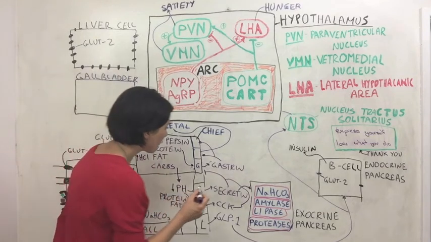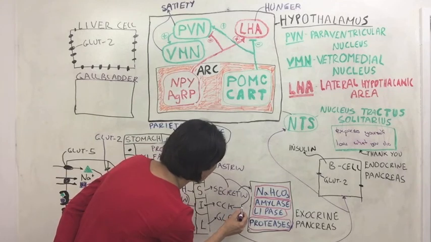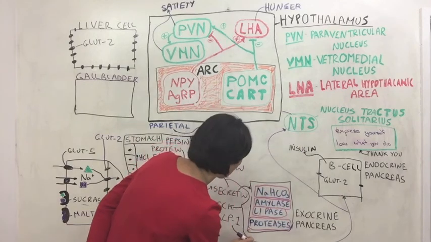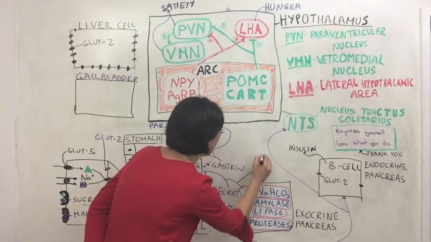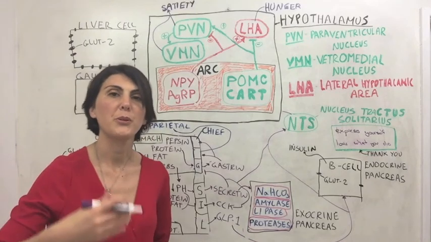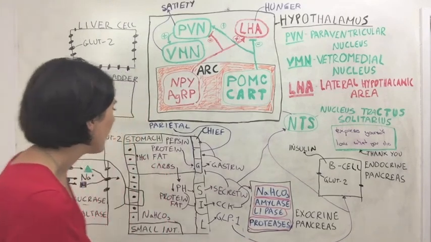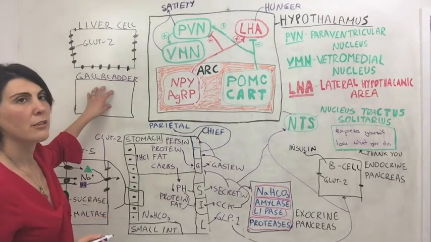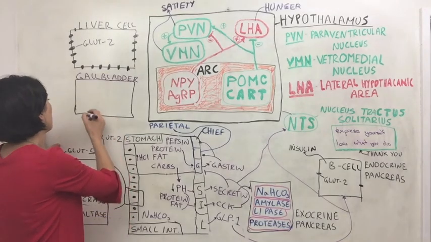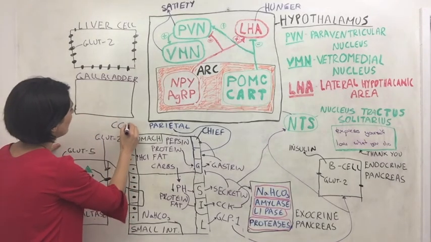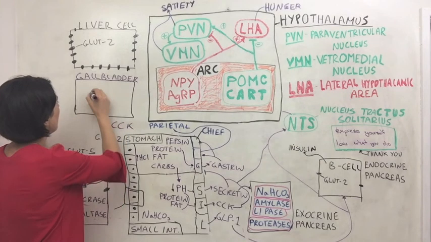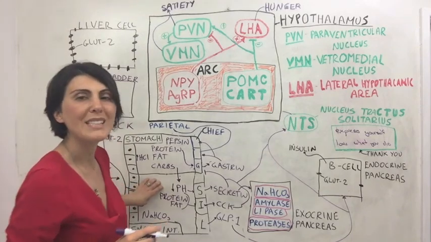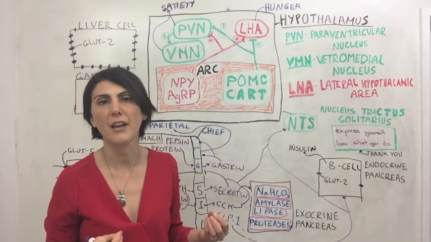It also acts, similarly to glucagon-like peptide 1, up here on the nucleus tractus solitarius to promote satiety. The other thing that CCK, or cholecystokinin, does is that it causes the contraction of the gallbladder. So CCK acts here, and you've got bile stored here. The bile is released into the small intestine, and it helps to emulsify the fat.